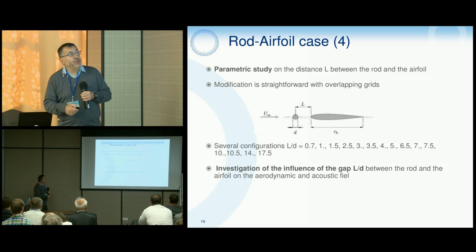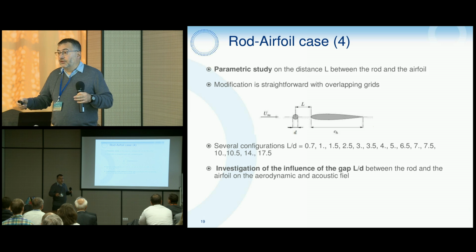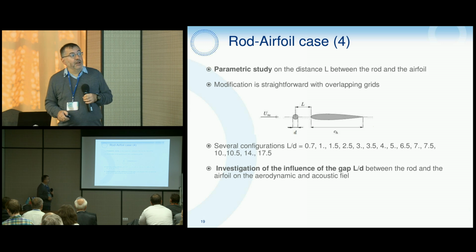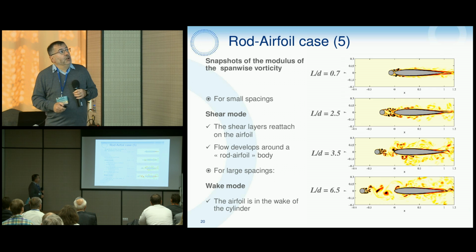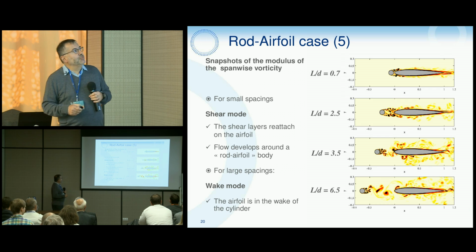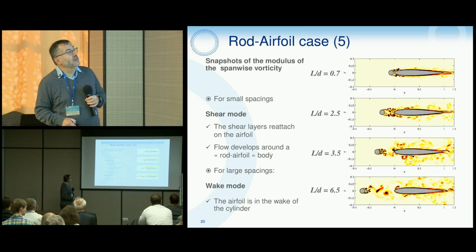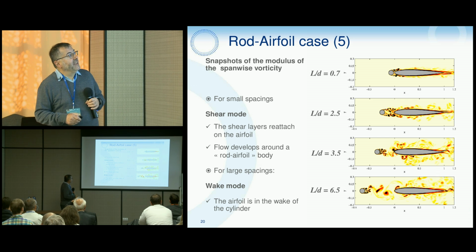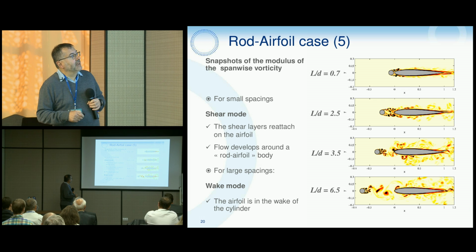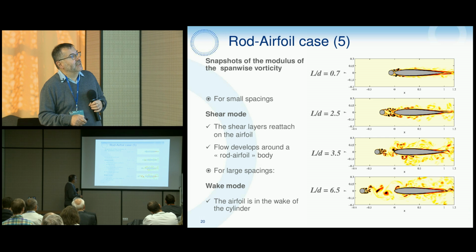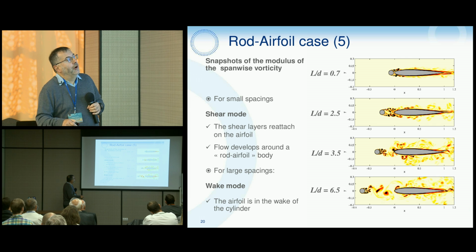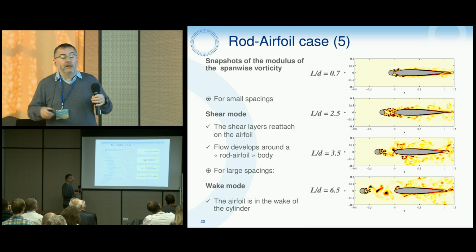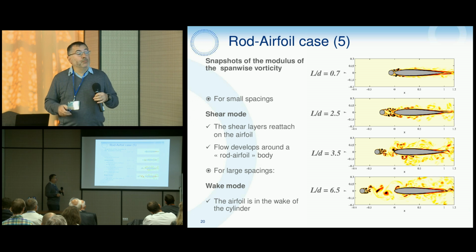But we decided to make a parametric study about the length separating the rod and the airfoil. Here are some snapshots of the modulus of the spanwise vorticities. We can highlight a shear mode, where the shear layers reattach on the airfoil, and the flow in fact develops around a body made of the rod and airfoil as a unique body.